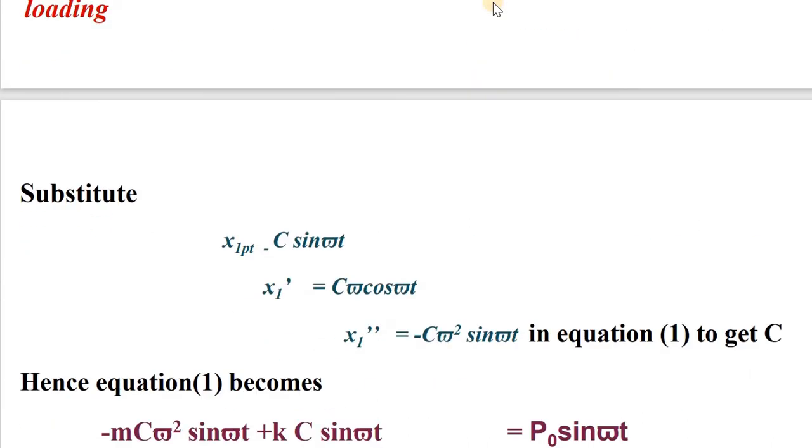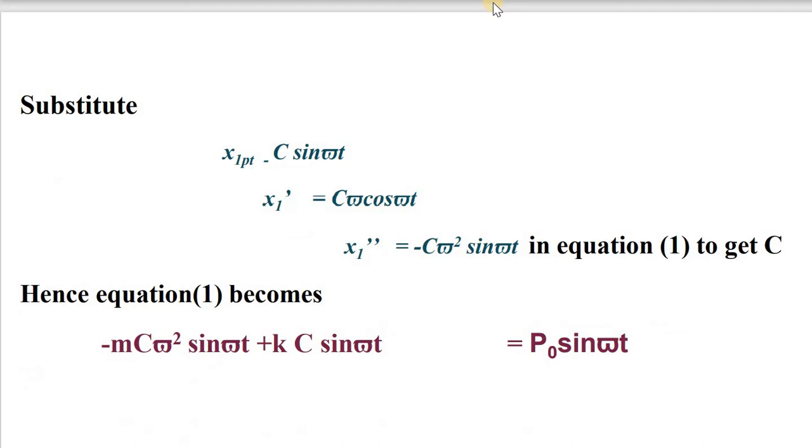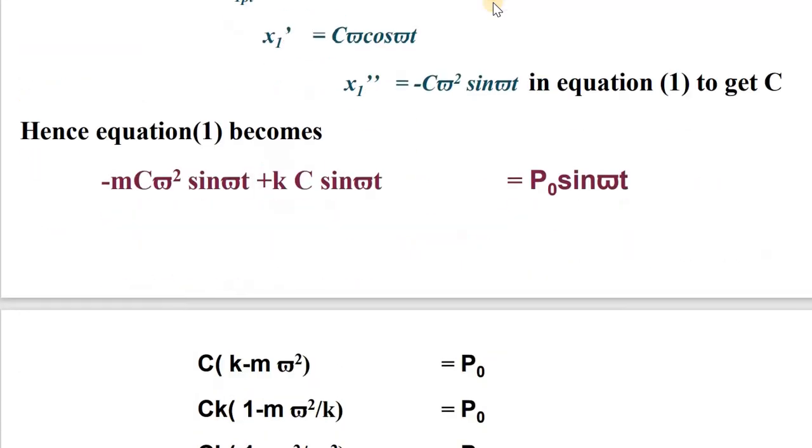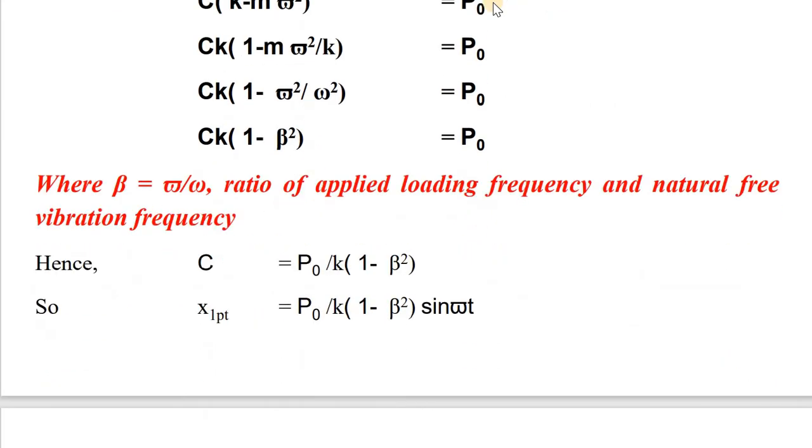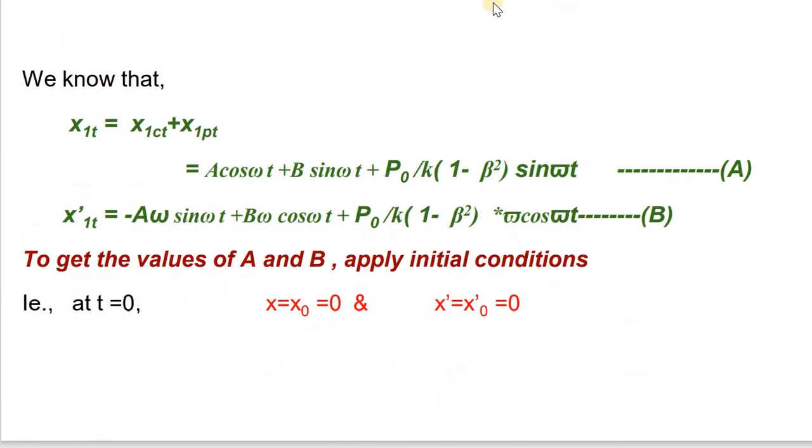Okay, now here I can find out the equation. This same thing we have studied in harmonic load, you should remember this equation. That is x1 particular will be P0 by k into 1 minus β square, sin ω't. So this we have already derived, same derivation only. Next, this one will be your x1 total solution. Now I need to find out a and b.